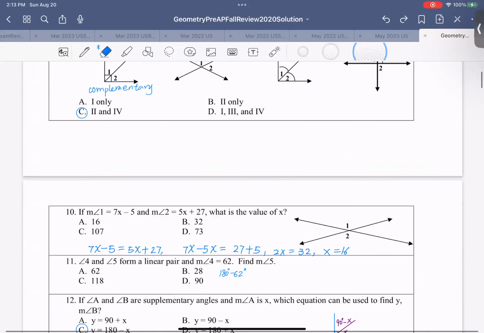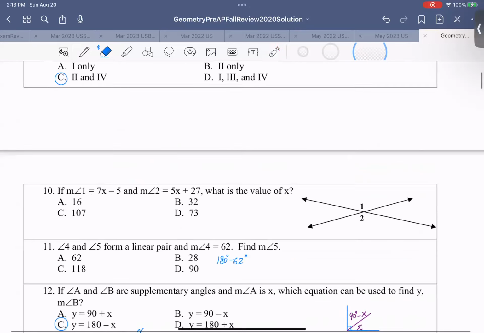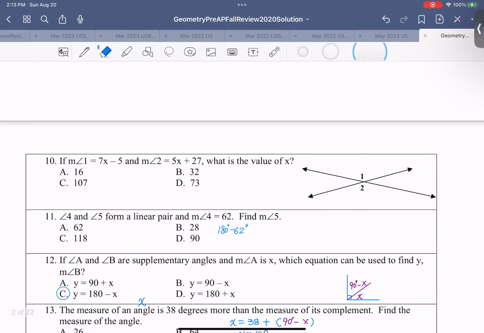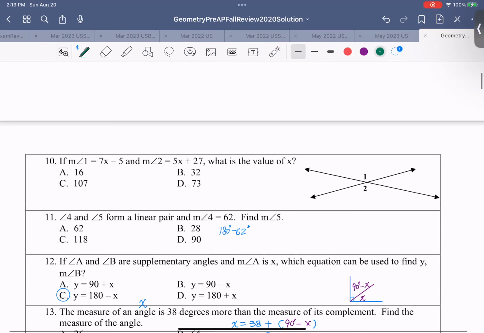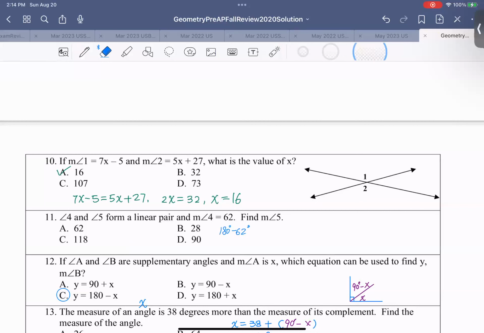Next one. Let's do one more, please. Look at here. What you do? You can do 7x minus 5 is equal to 5x plus 27. Then you get 2x is equal to 32. X is equal to 16. Okay. Good. Very good.